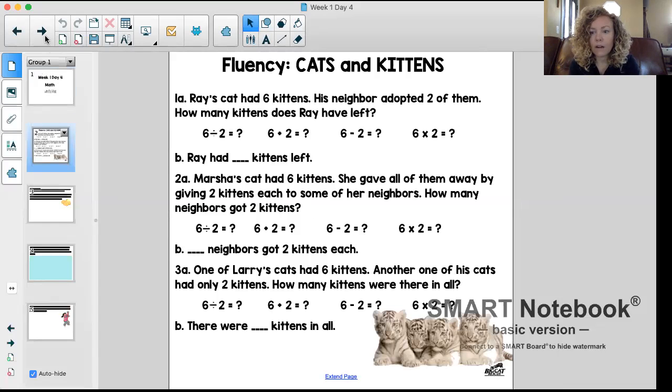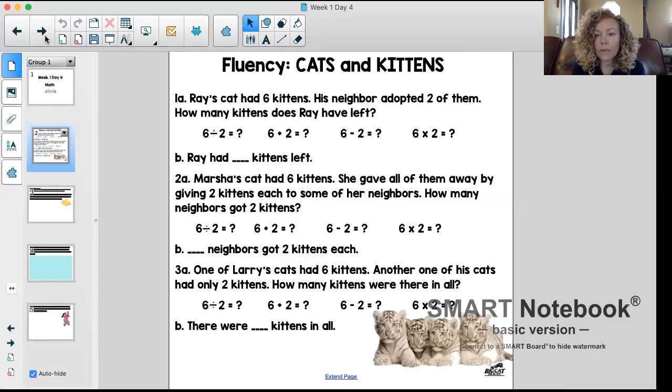All right, our fluency, cats and kittens. 1A says, Ray's cat had 6 kittens. His neighbor adopted 2 of them. How many kittens does Ray have left?